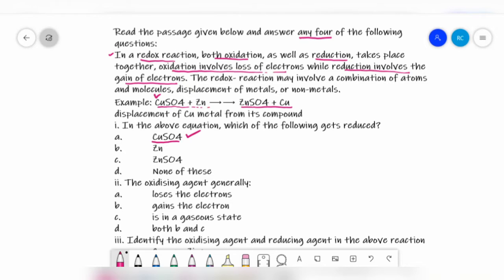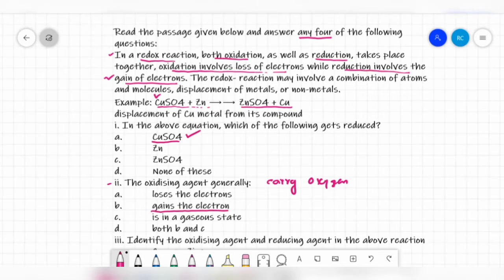Then the second question: the oxidizing agent generally. What is an oxidizing agent? An oxidizing agent means a substance which carries oxygen. So which substance is carrying oxygen here? That is again copper sulfate. What is happening to copper sulfate? I already told you it undergoes reduction. What is reduction? Reduction involves the gain of electrons. So our answer is gain of electrons.